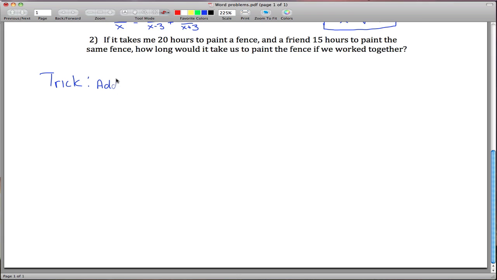is to add maybe our painting speeds. And what I mean by that is we'll again use our distance equals rate times time formula, even though it doesn't seem to apply here. And we'll let our distance be kind of our goal, which is the one fence we want to paint. And then our rate will be kind of the speed at which we're painting these fences.